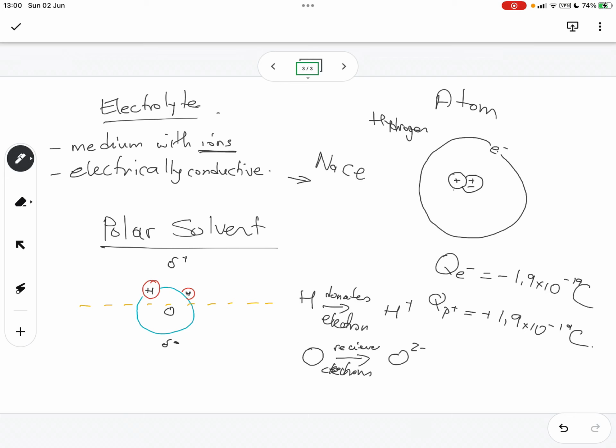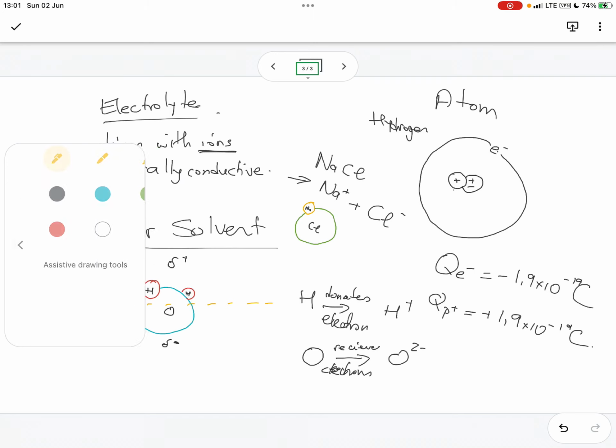Remember, a medium with ions. So when you take sodium chloride, it becomes sodium, this one having given up an electron and this one having received it. Let's say it looks like this, ne? There's our chlorine there, and then here we've got sodium. So here we've got sodium and then we've got chloride.